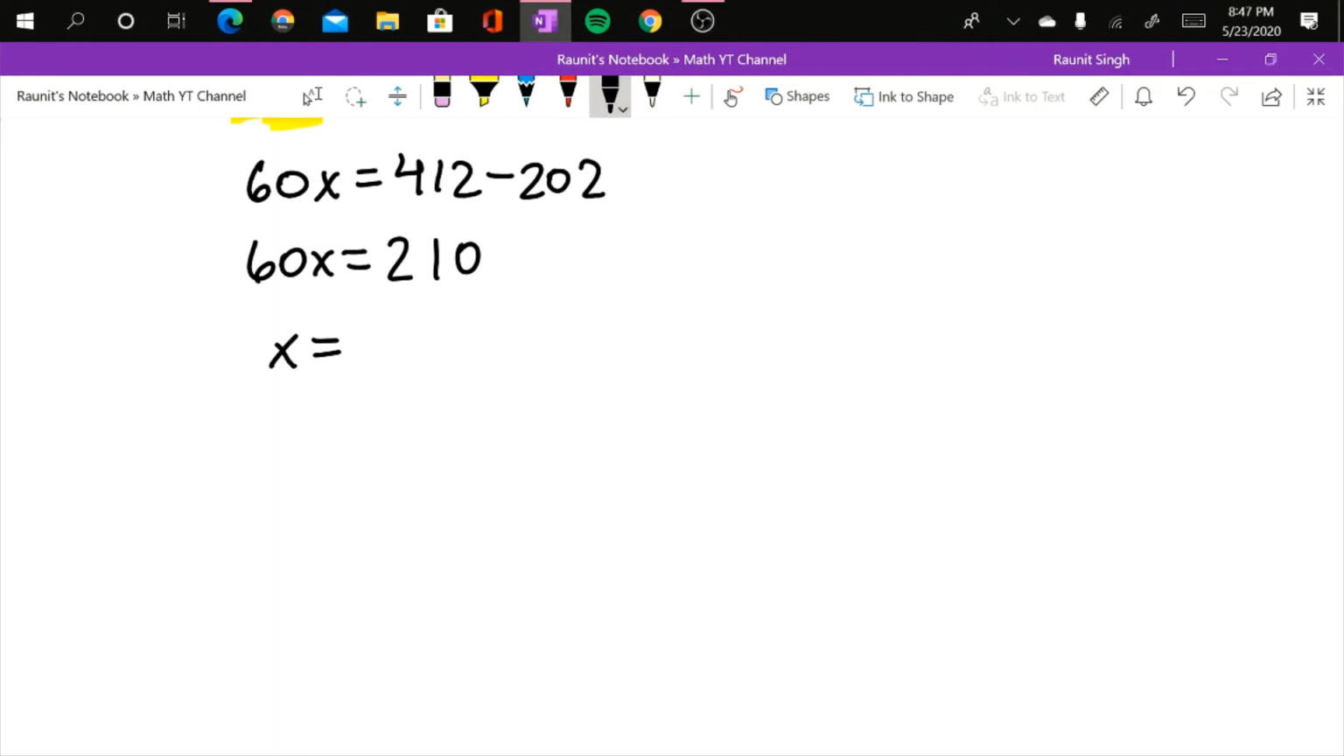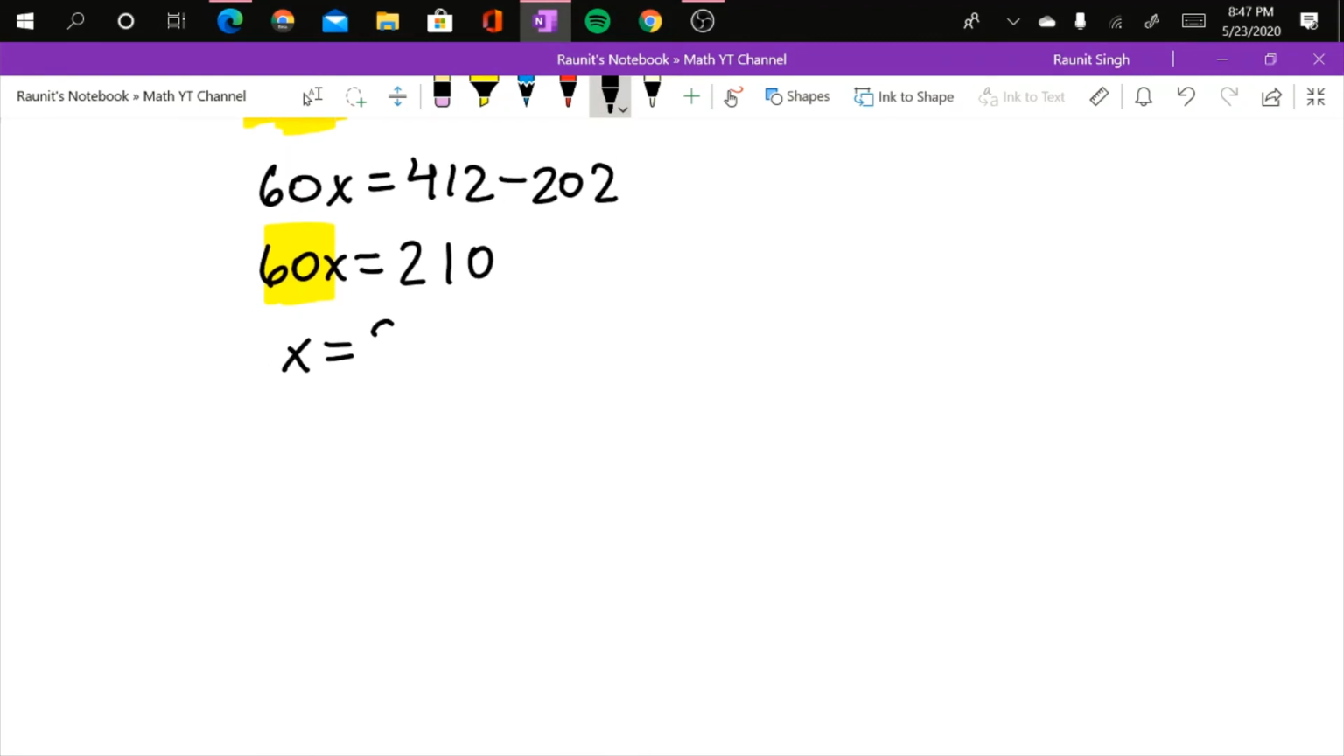Okay, yeah, so I forgot to mention in my previous examples that when you want to get rid of the number that's right next to the x, you want to divide both sides by the number that's next to the x. So then you would get 60. So you would divide both sides by 60, and you would get 1 over here, which is the same thing as x. 1x is equal to x, is equal to 210 over 60.